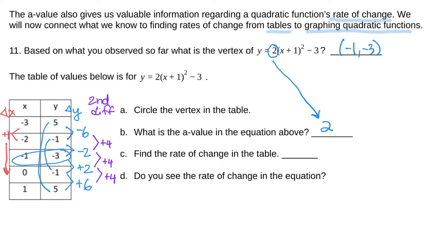So our rate of change is not constant. This right here, change in y and change in x, is our rate of change, but that rate of change is increasing by 4, and that's what you are going to write here. So the rate of change is not 4, the rate of change is increasing by 4.